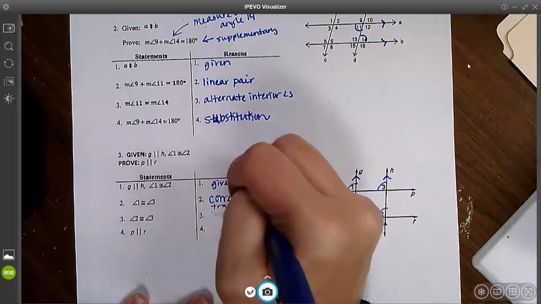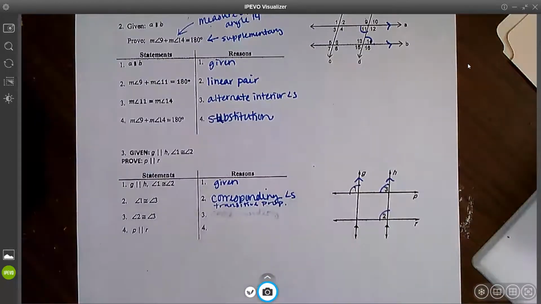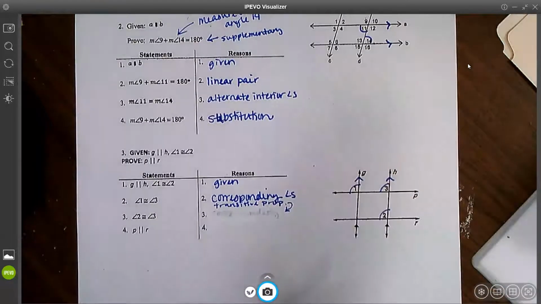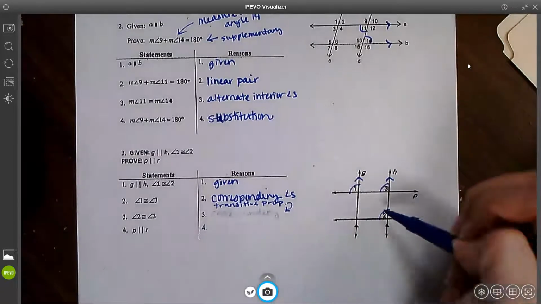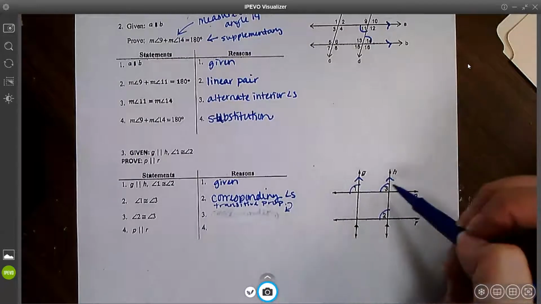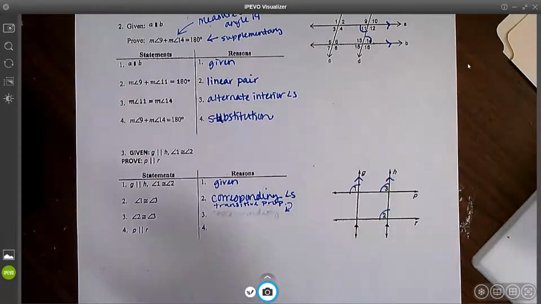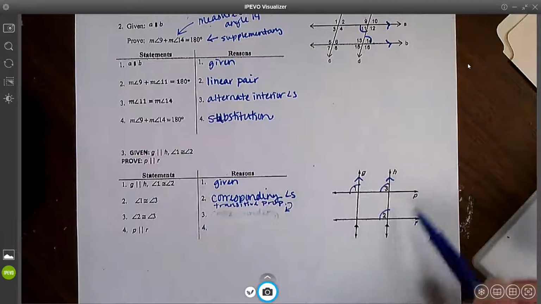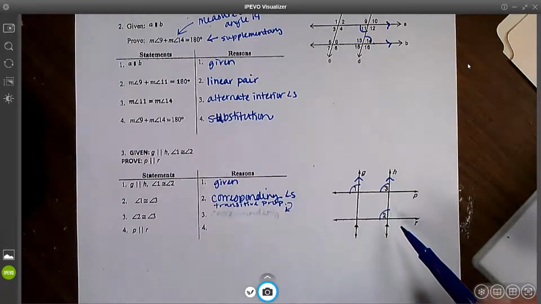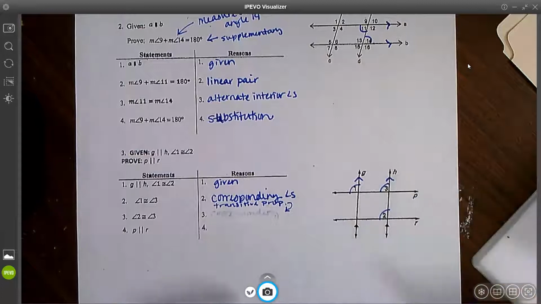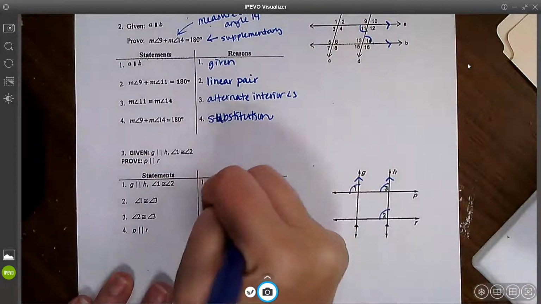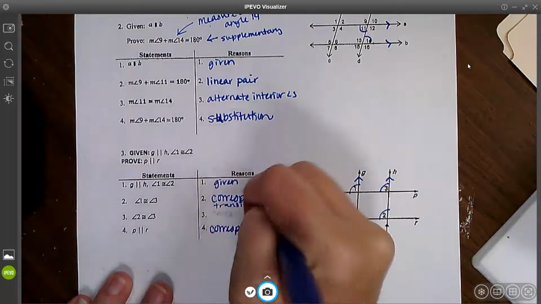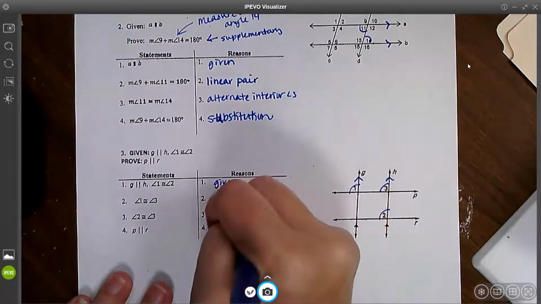Transitive property of congruence. So that is going to go right there. If 1 is congruent to 2 and 1 is also congruent to 3, then 3 and 2 are also congruent. Now we know, because 3 and 2 are congruent, that these two lines are parallel. We know that because their corresponding angles are congruent. If the lines were not parallel, then their corresponding angles would not be congruent.